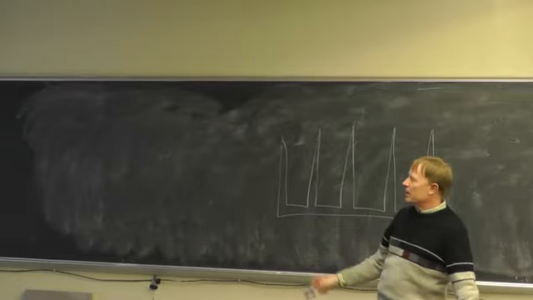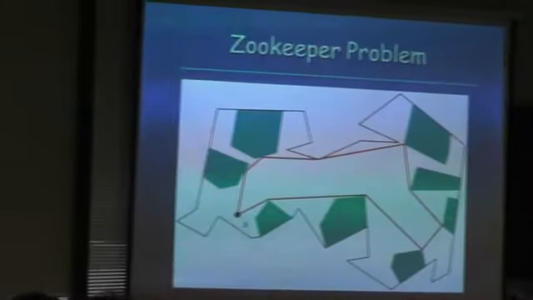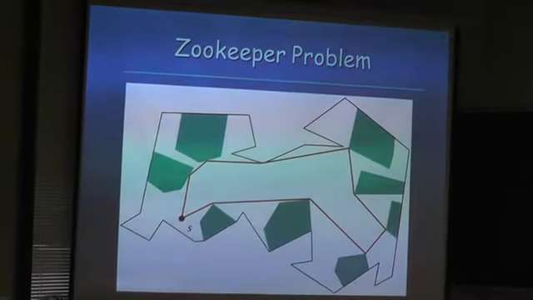So there are some other problems related to this. I'm going to skip these. They have clever names to them. Zookeeper problem. You want to visit the convex cages.